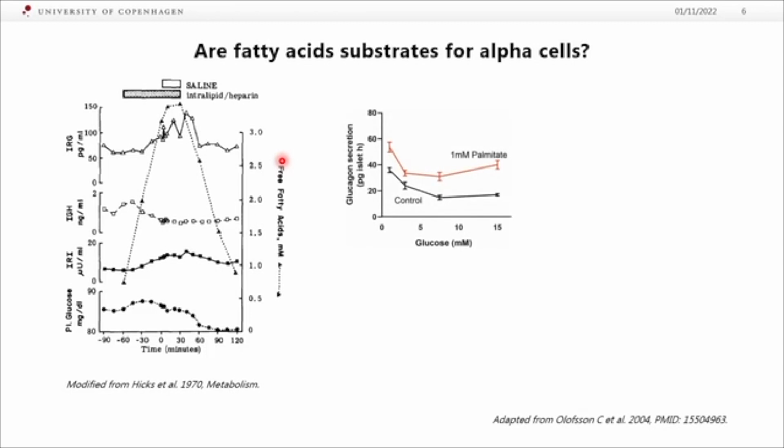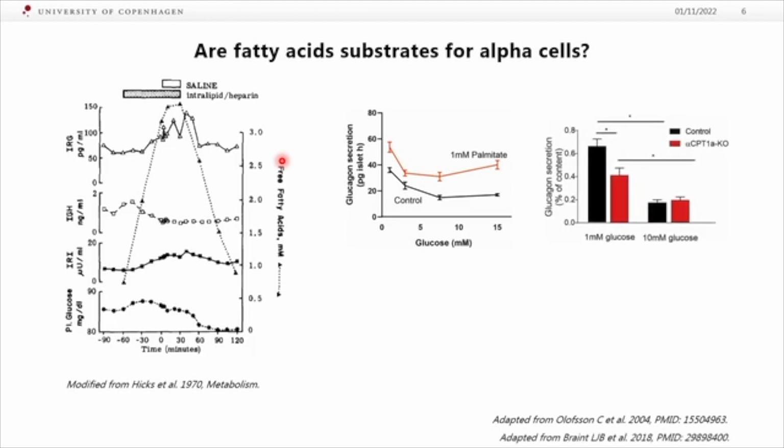We can also show this in mouse islets. This is data from Patrick Roseman's group again, where they stimulated isolated islets with 1 millimolar palmitate, and it increases glucagon secretion at all glucose concentrations. So we thought that was interesting, and then we went and knocked out fatty acid oxidation, specifically in islets, and this is a long-chain fatty acid oxidation, so we knocked out carnitine palmitoyl transferase 1, which sits in the mitochondrial membrane and conveys the uptake of fatty acids into the mitochondria.